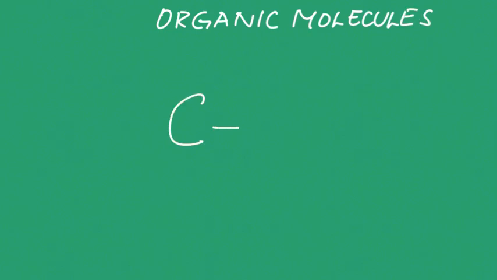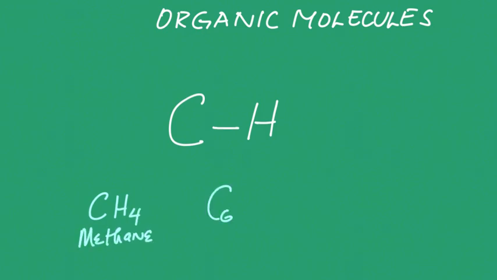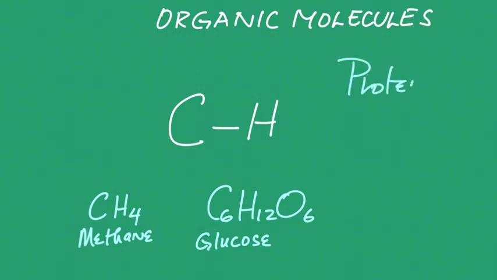So, what's the difference between an organic molecule and an inorganic molecule? All organic molecules will have a carbon and a hydrogen with a covalent bond in between. So, methane, which is CH4, is an organic molecule because it has carbon and hydrogen. Glucose is an organic molecule because it also has carbon and hydrogen.